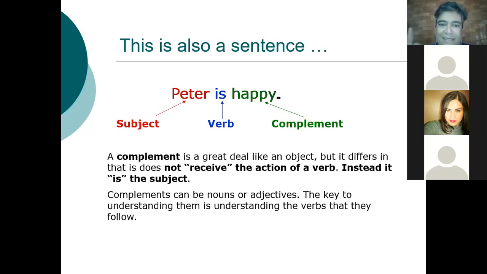A complement is a great deal like an object, but it differs in that it does not receive the action of the verb. Instead, it refers back to the subject. Okay, how can I say this? The verb to be is a verb that almost refers to the whole thing. "Peter is happy." In that case, "happy" is a complement because it doesn't show a thing. It shows a state. You understand? No sé si me entendieron las demás.